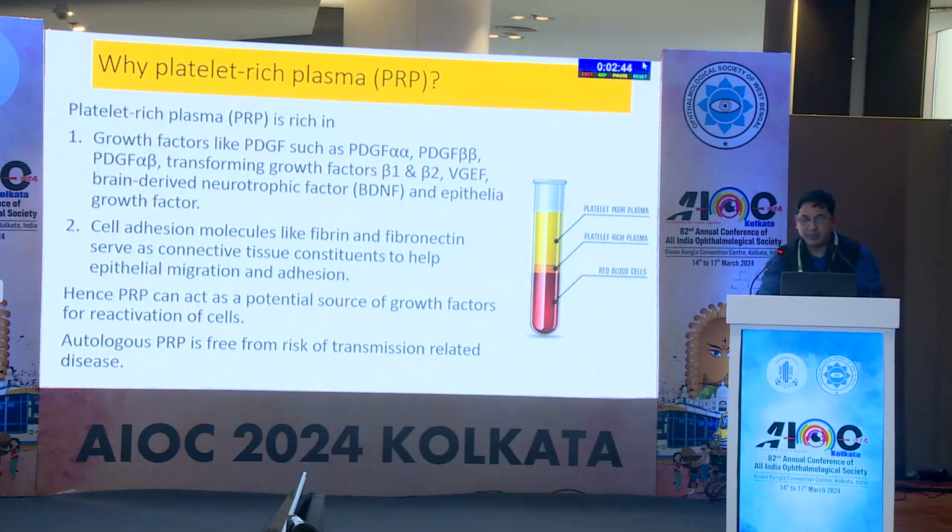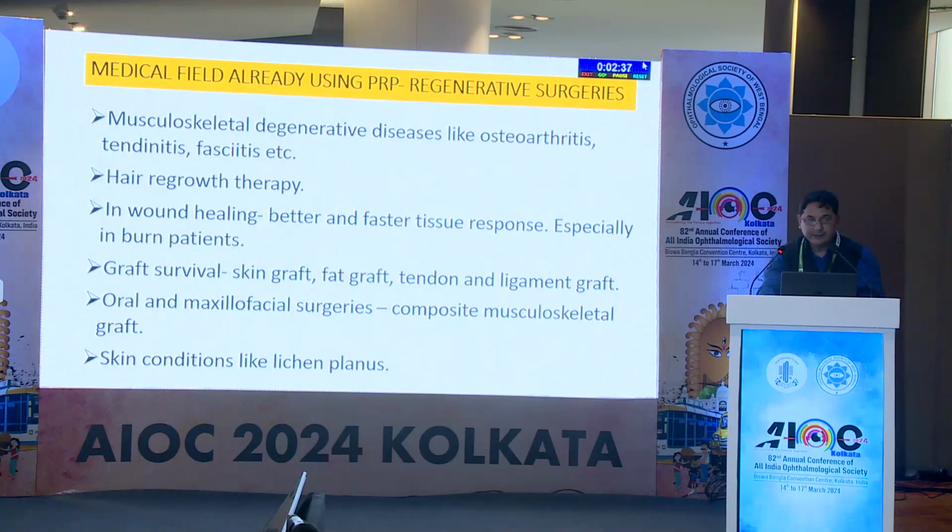As we know, autologous PRP was chosen, and the best part of this is it's free from transmission-related risk factors. The reason we chose PRP is because it has already been used for many things, like musculoskeletal disease, hair regrowth therapy, wound healing, graft survival, and oral maxillofacial surgery.